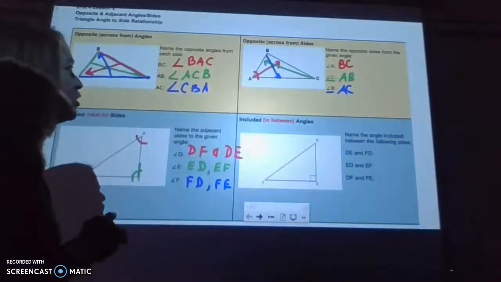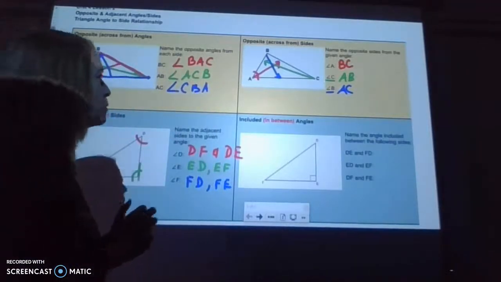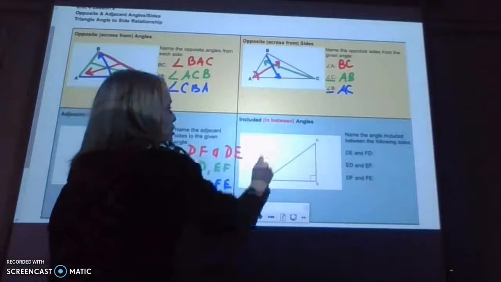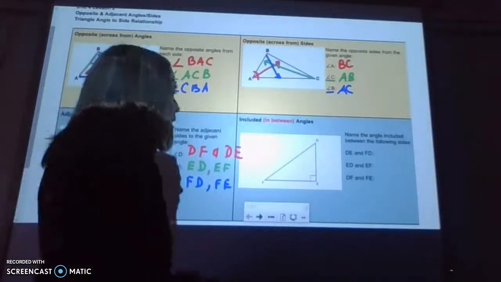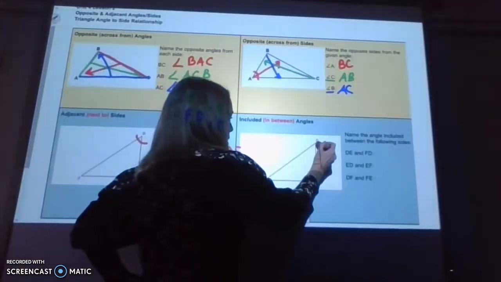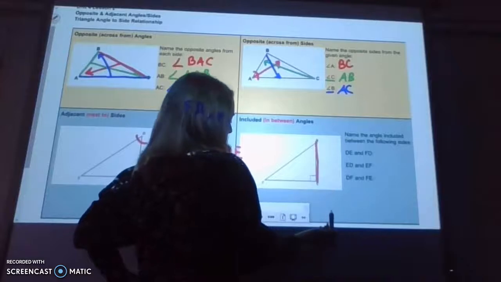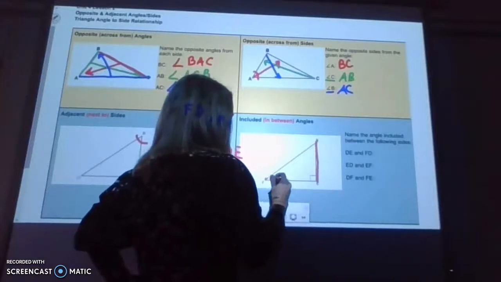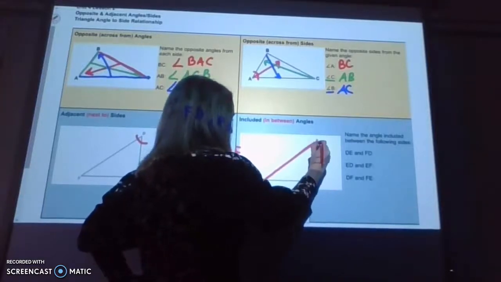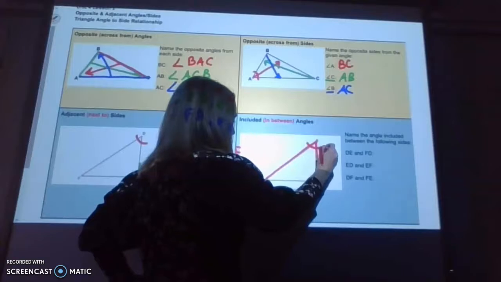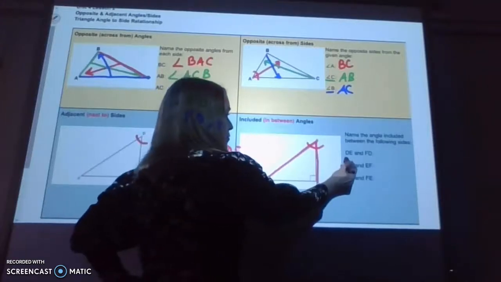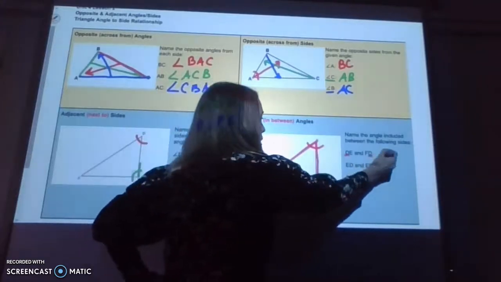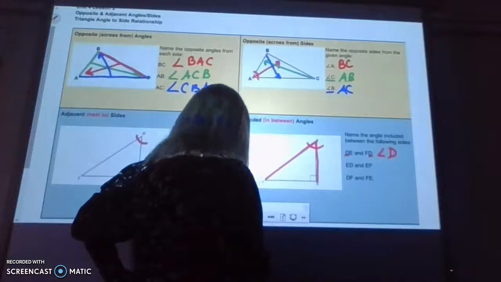All right, now included. Wow, that's a big word. Included, in between angles. So we want in between DE and FD. Thank you for drawing a picture, Miss Cintron. In between there. It's the same angle that's included on both sides, so angle D. D is in both, so it's angle D. That's what she's trying to tell you, right?